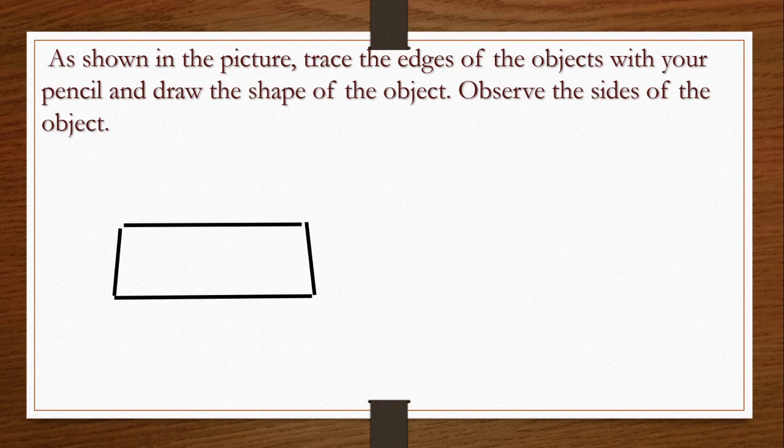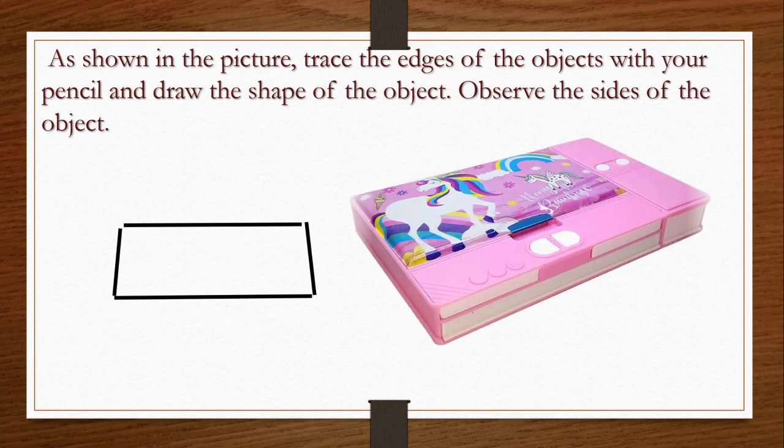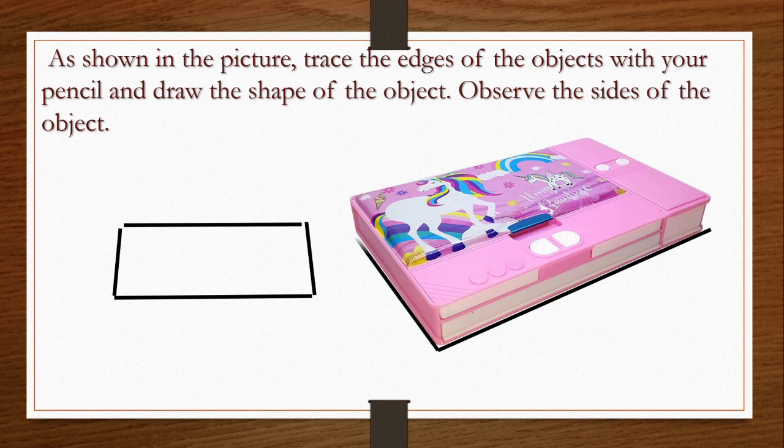Okay, one more object we will try. See, this is our compass box, isn't it? Here also we will trace the edges with the help of the pencil. See here, slowly we have to trace the edges. We must hold this object with one hand and with the other hand we have to trace the edges slowly. See here, right? Third edge, it is going behind this object, and this is the fourth edge, over.